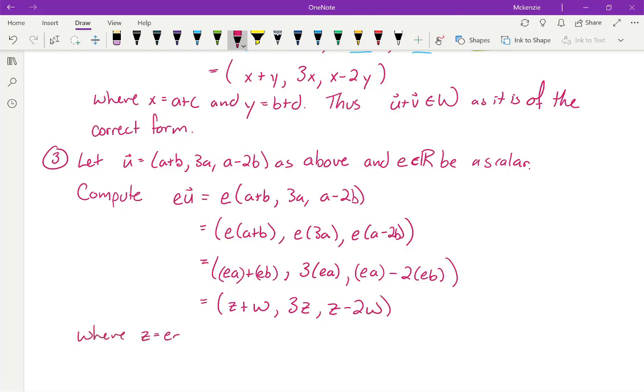Right, so again, this is of the correct form, so it's z plus w, 3z, z minus 2w, where z is ea and w is eb. Thus, c times u, or e times u, sorry, is in W as it is of the correct form.